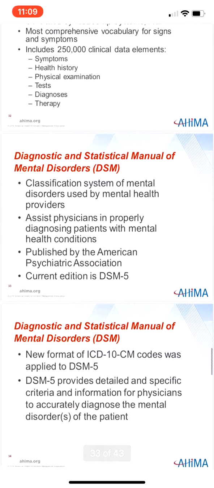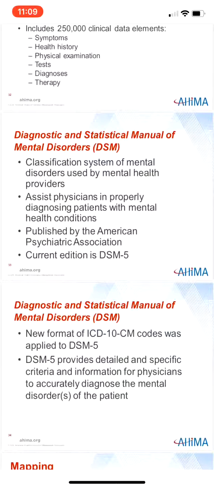Then we have DSM. This is another one you should be familiar with. Diagnostic and Statistical Manual of Mental Disorders, or DSM, is a classification system of mental disorders used by mental health providers. It is published by the American Psychiatric Association. The current edition is known as DSM-5. The purpose of DSM-5 system is to assist physicians in properly diagnosing patients with mental health conditions.